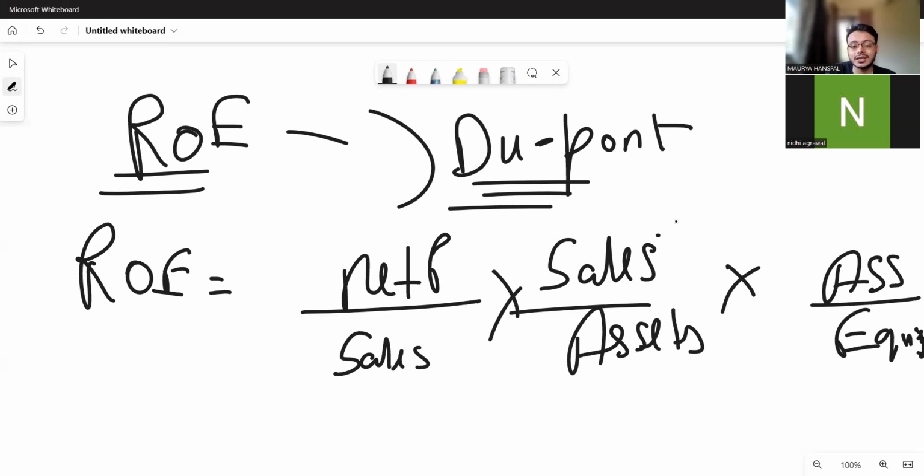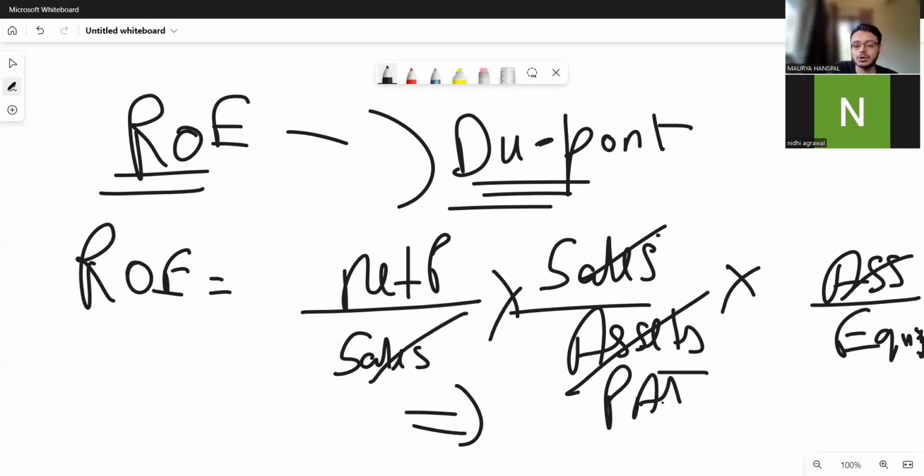Mathematically, we can just cancel out sales and assets. And once we cancel it out, your formula comes out to be your profit after tax or the net profit by equity, like that we learned, right? So basically, in the ROE, we are trying to decompose this formula, and it is a very common question that is asked in the interviews. What are the three major metrics of which the return on equity is composed of?